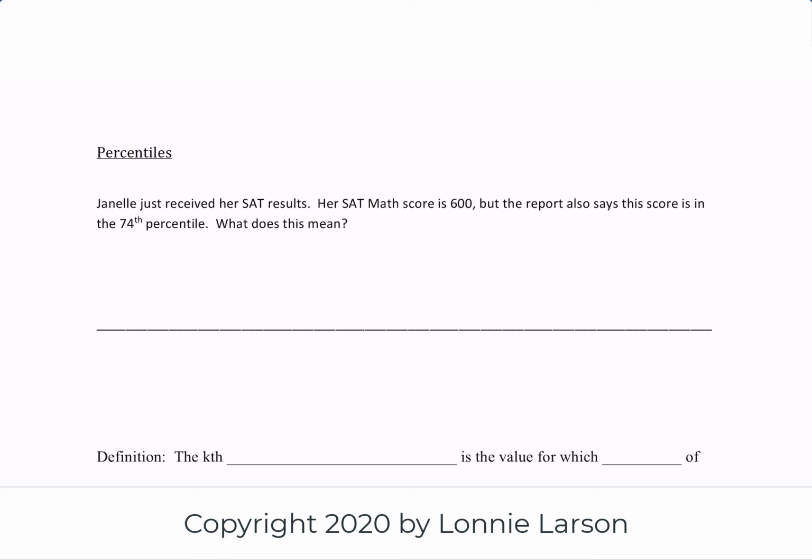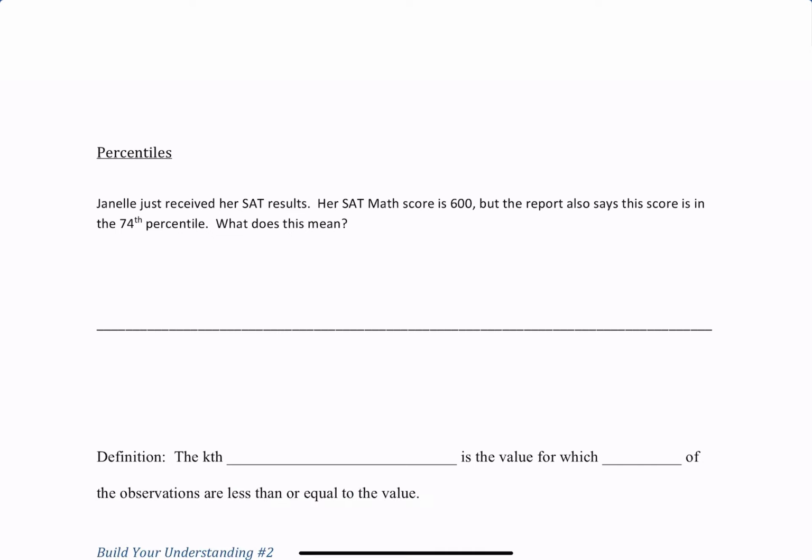The next type of measure of position that we'll talk about is the percentile. These are most familiar to people from SAT reports. So Janelle just received her SAT results. Her SAT math score is 600, but the report also says this score is in the 74th percentile. What does this mean?